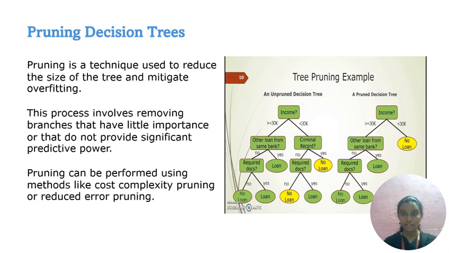Here, for the tree pruning example, this one is considered an unpruned decision tree. This one is considered a pruned decision tree. You can observe that in a pruned decision tree, the levels are the same as compared to an unpruned decision tree, but it gives exact and clear information compared to an unpruned decision tree, and the branches are also fewer compared to this unpruned decision tree.